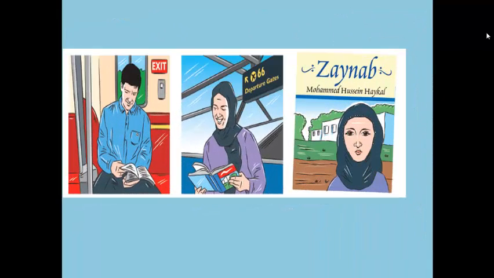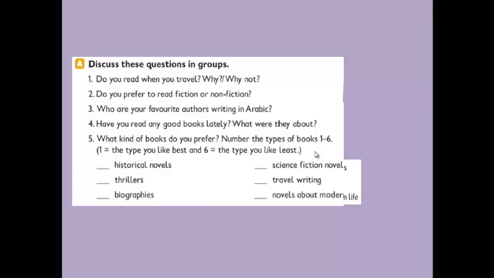Here we have 3 pictures. This man who's reading, and next to him we have a woman, and then Zainab. This is a novel by Muhammad Hussein Haykal. Now, after looking at these 3 pictures, let's do practice A. Discuss these questions in groups.